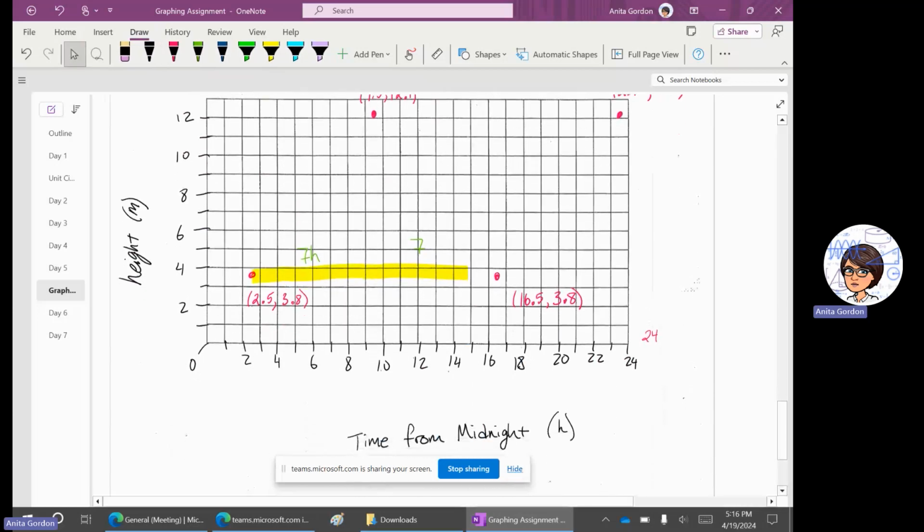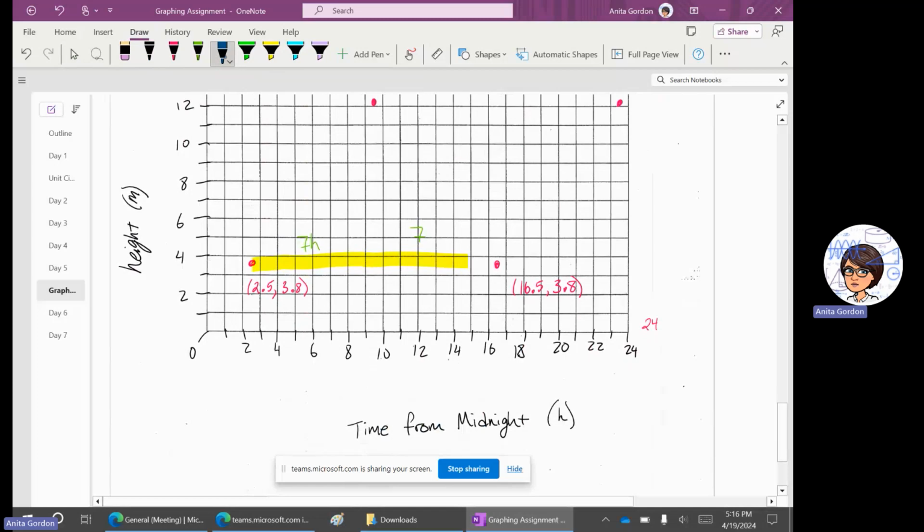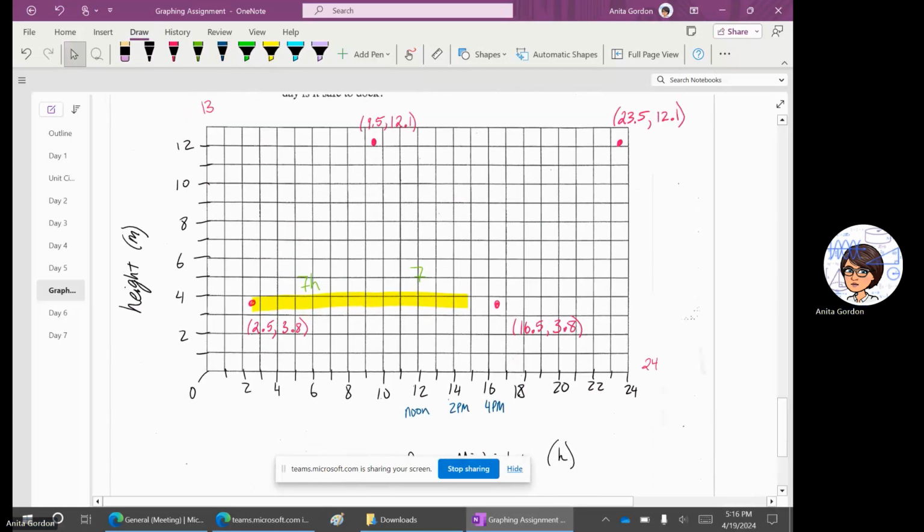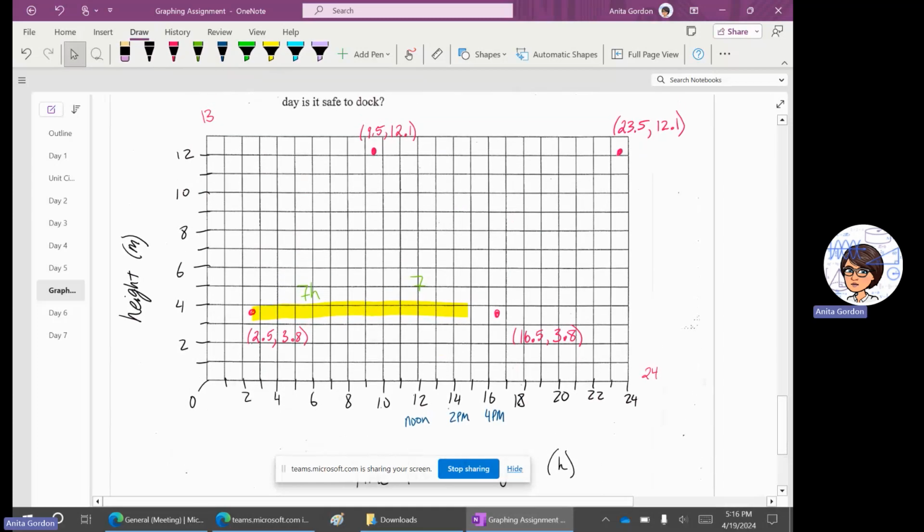You could write your scale in AM and PM if you wanted. So 12 would be noon. This is 2 p.m. This is 4 p.m. You could write it that way as well. I just find it easier because when I'm adding and subtracting the hours, it's going to give me a number like 16 and 23, and then I don't have to go back and convert it to AM and PM. So it's just a little bit easier to use the 24-hour clock.